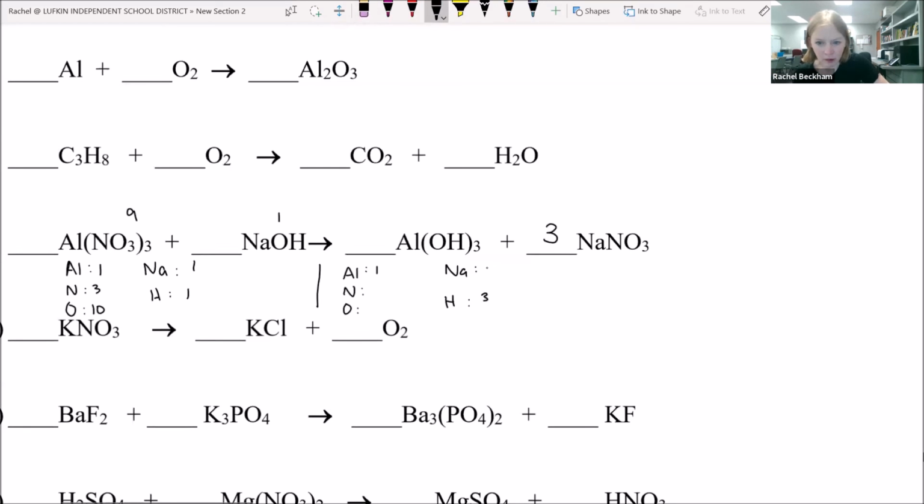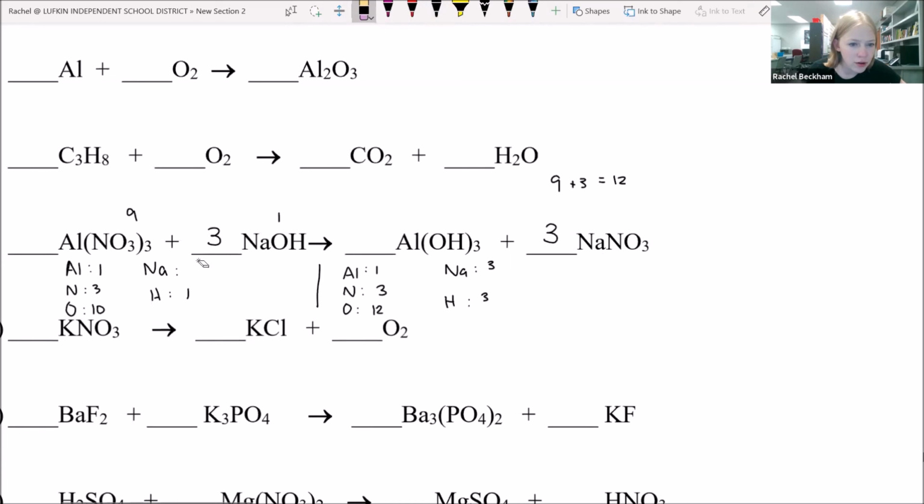So when I add that 3, now I have a different number of everything else right here. Now I've got 3 sodiums, I've got 3 nitrogens, and now I've got 3 times 3, I've got 9 plus these 3, so 9 plus 3 equals 12. I've got 12 oxygens, right? Now when I look at this side, I've got 3 sodiums. I'm going to put a 3 right here because 3 times 1 makes 3. I've got to put 3 over here.